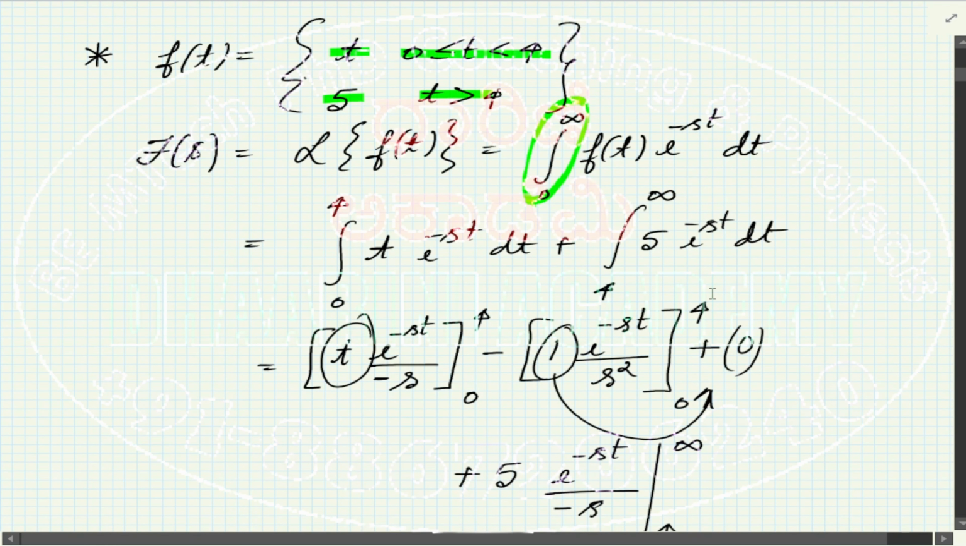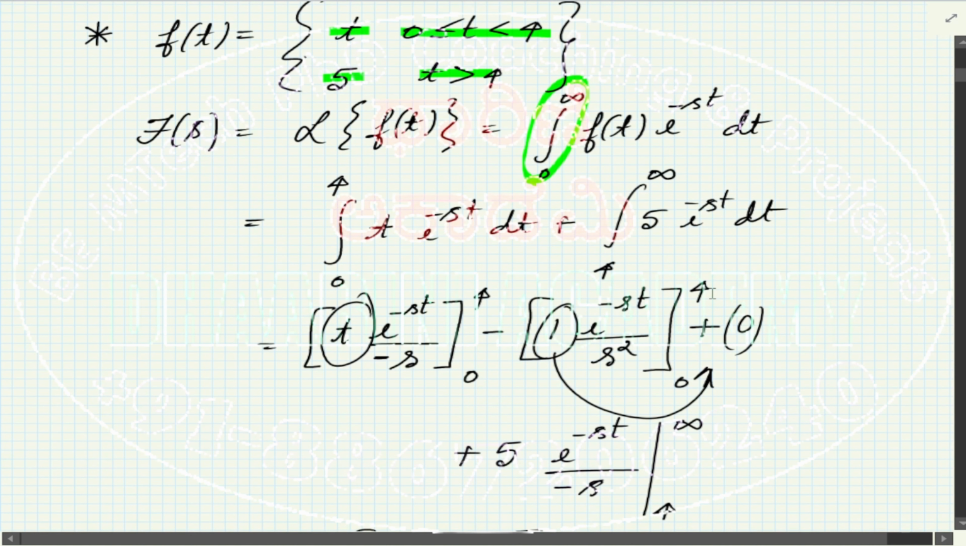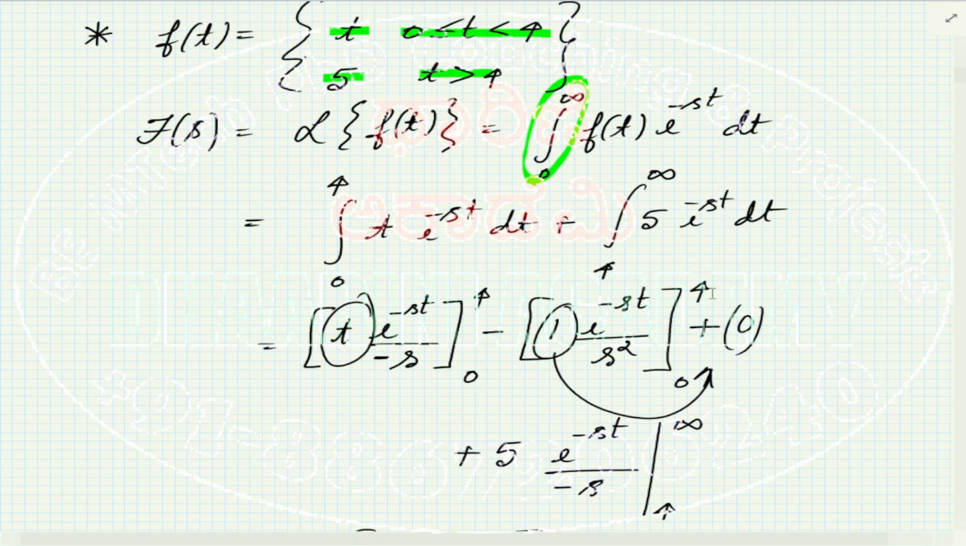Okay, fine. So let's see, f of t is equal to t from 0 to 4, 5 for t greater than 4. If this is given, we directly apply the definition. Definition says integral 0 to infinity f of t e to the minus s t dt. But it's not the same function from 0 to infinity. There are two parts. First part is 0 to 4, so I have to split the integral: 0 to 4 t into e to the power minus s t dt. Then the second part is plus 4 to infinity 5 into e to the minus s t dt.